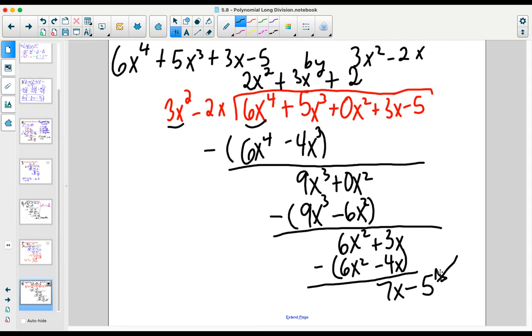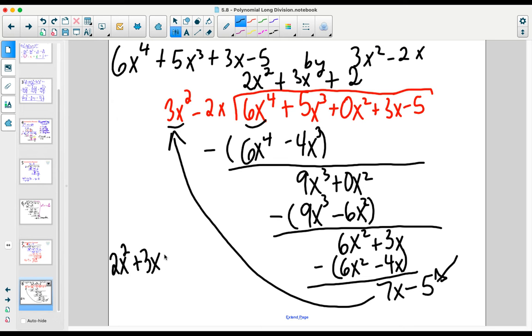This binomial right here that we would have to check the next division against, that binomial has a lower degree than the binomial that is the divisor. So we are done. And our final result for the division is 2x squared plus 3x plus 2 plus our remainder over our divisor.